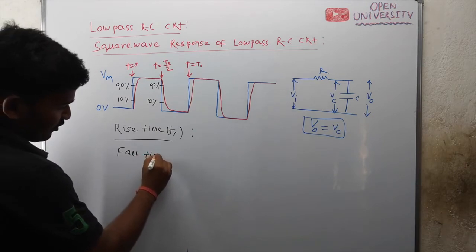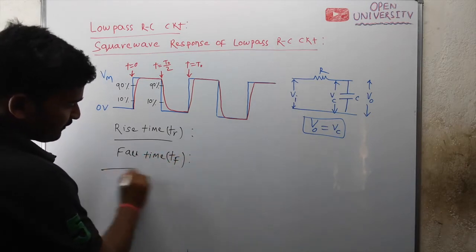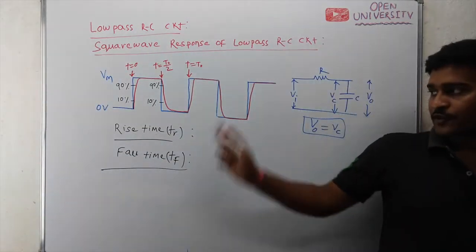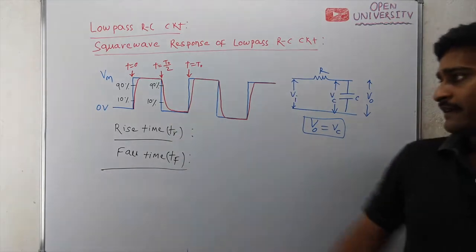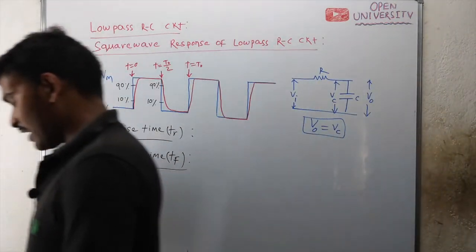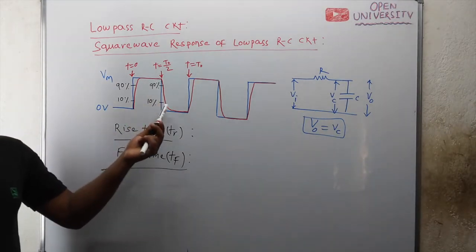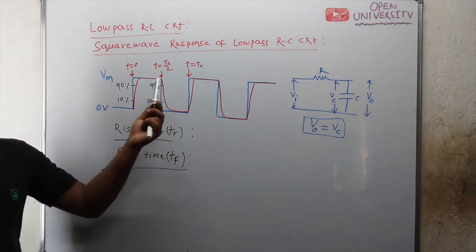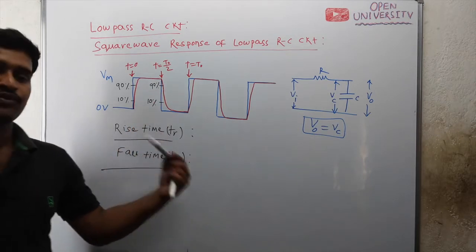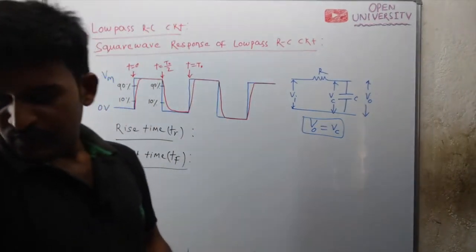Then give the heading fall time. What is called fall time? Do not do it with TF. What is fall time? It is the time taken by the output waveform to decrease from 90% to 10%. Whatever time is taken by the output to decrease from 90% of the output to 10% of the output, that interval of time is called fall time. Okay.